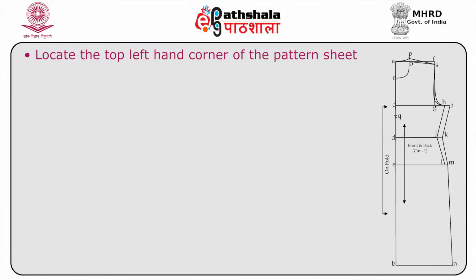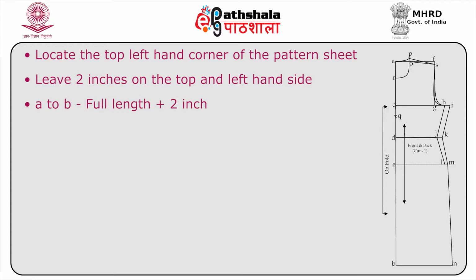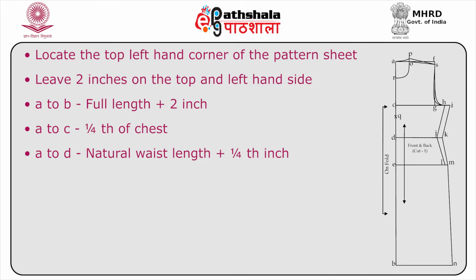The kameez back is drafted first. Locate the top left-hand corner of the pattern sheet. Leave 2 inches on the top and left-hand side. Now locate A to B, that is full length plus 2 inches. A to C is 1/4 of chest. A to D is the natural waist length plus 1/4 inch. A to E is waist length plus 1/4 inch.